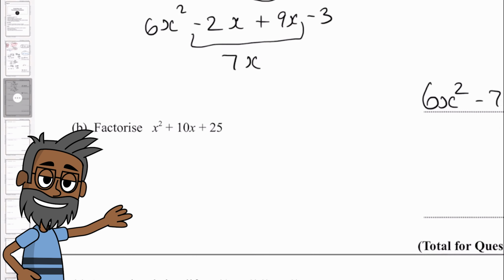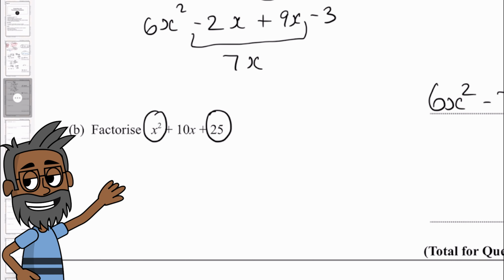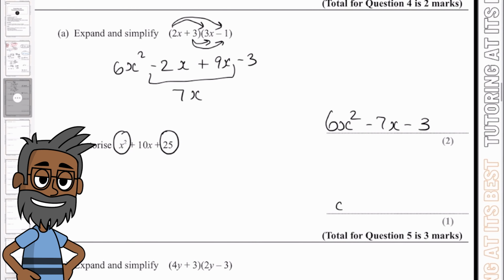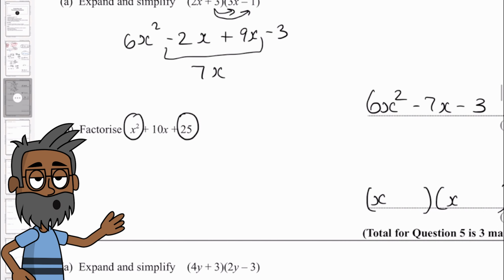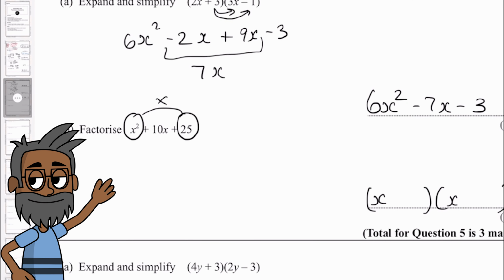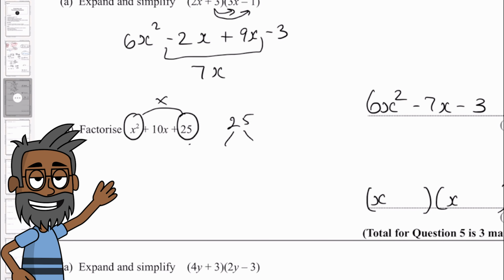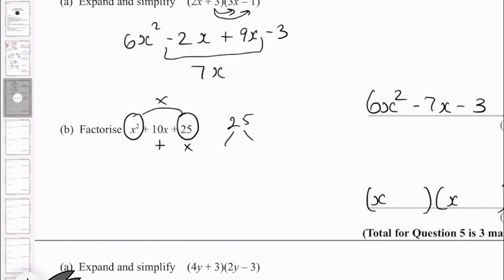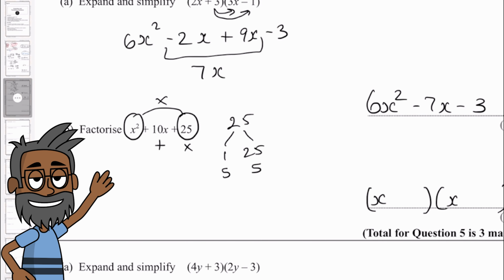Again, we need to multiply out our A and our C. Remember now there's two x's. So if you wish, you can simply write out two brackets here with your x. Let's go ahead and multiply these together. So we get 25. And now remember, we need two numbers to multiply to make 25 and add to make 10. Again, we can have 1 times 25 or 5 times 5.